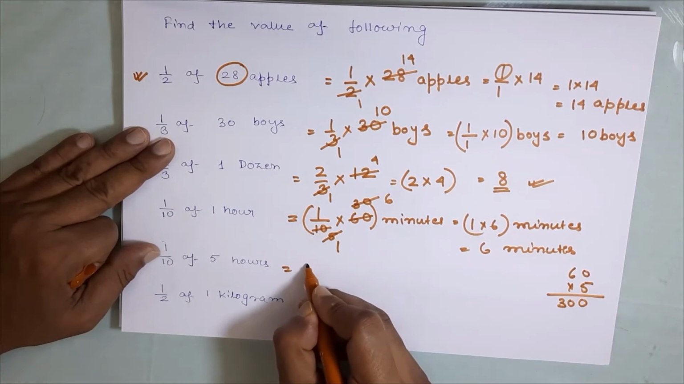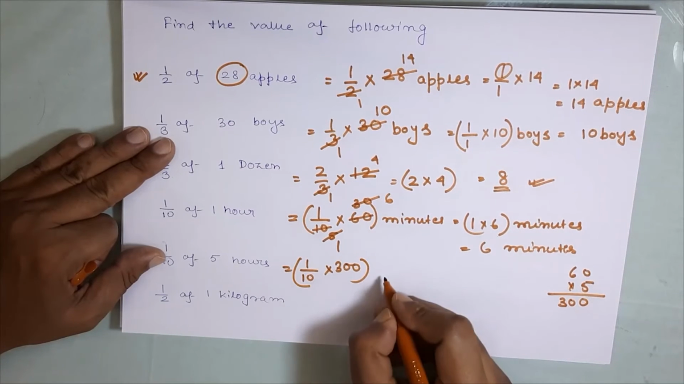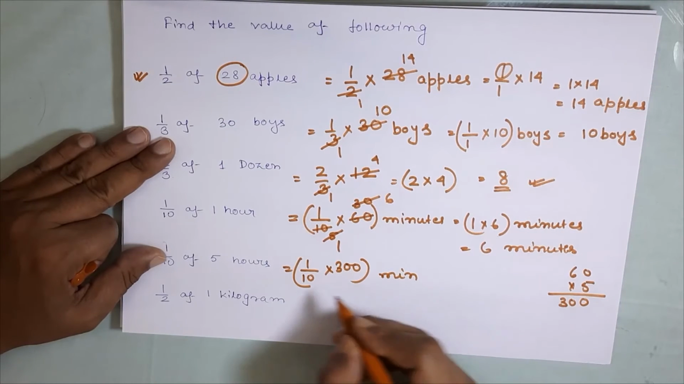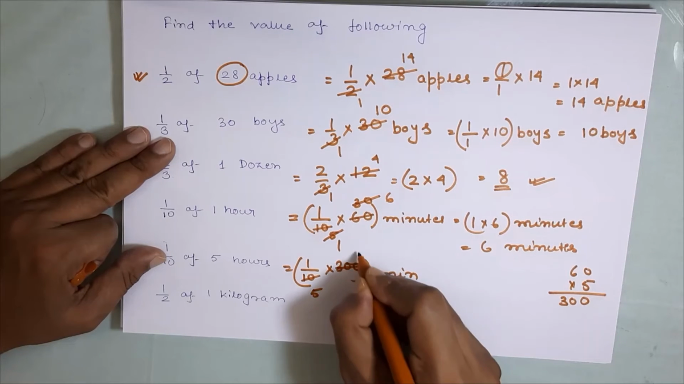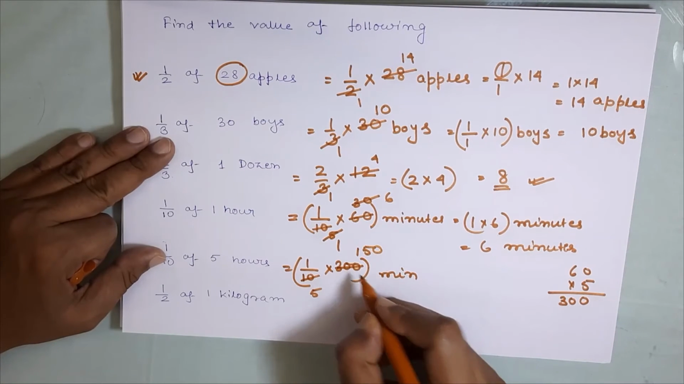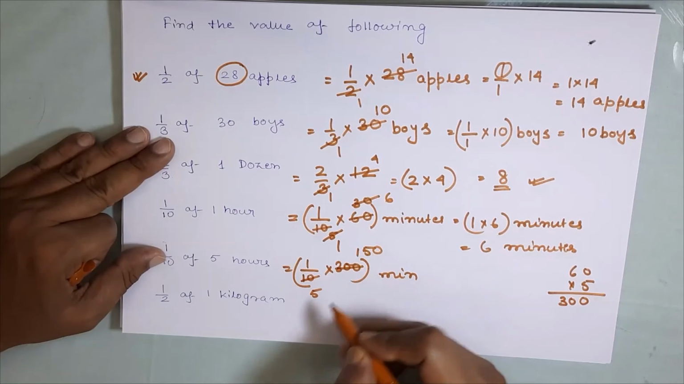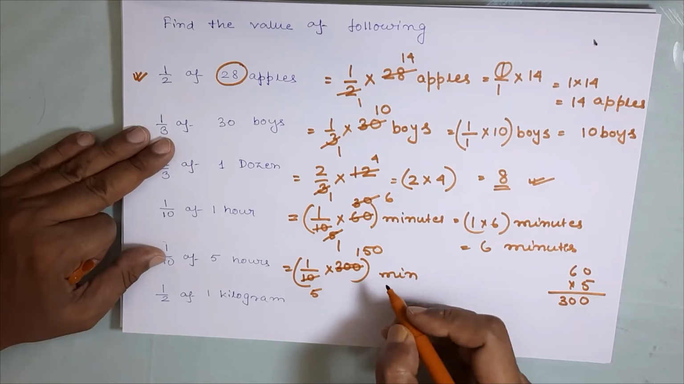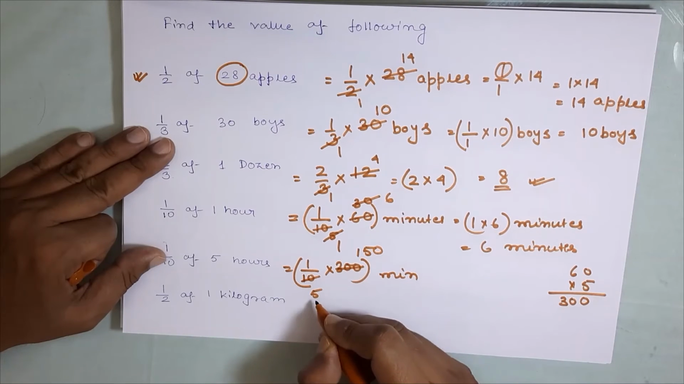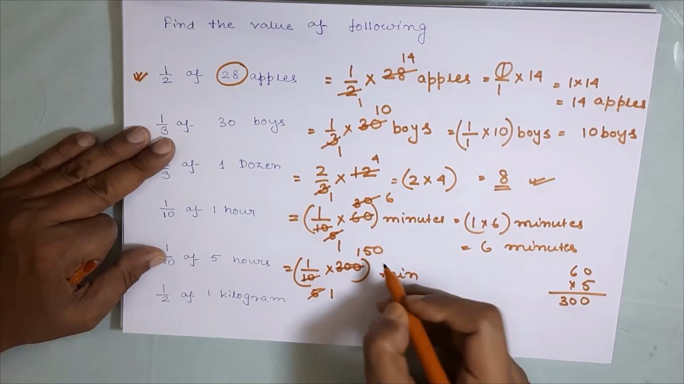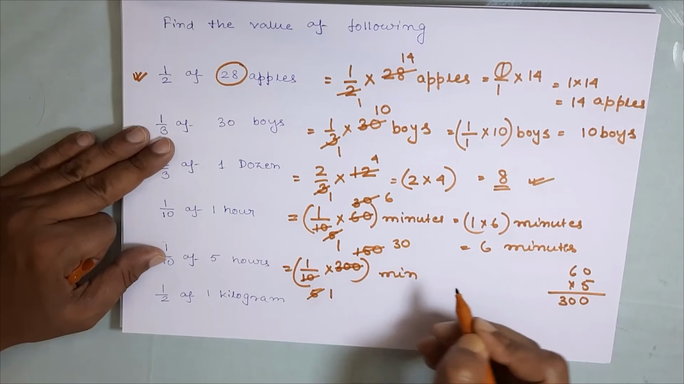So let us do the problem again. 1 by 10 into 300 minutes. Now let us divide by 2, because 2 is a common factor. We get 5, and we get 150 when we divide 300 by 2. Now, is there any common factor between 150 and 5? Yes, 5 is the common factor. Let us divide both the numbers by 5. If we divide 5 by 5, we get 1. If we divide 150 by 5, we get 30.